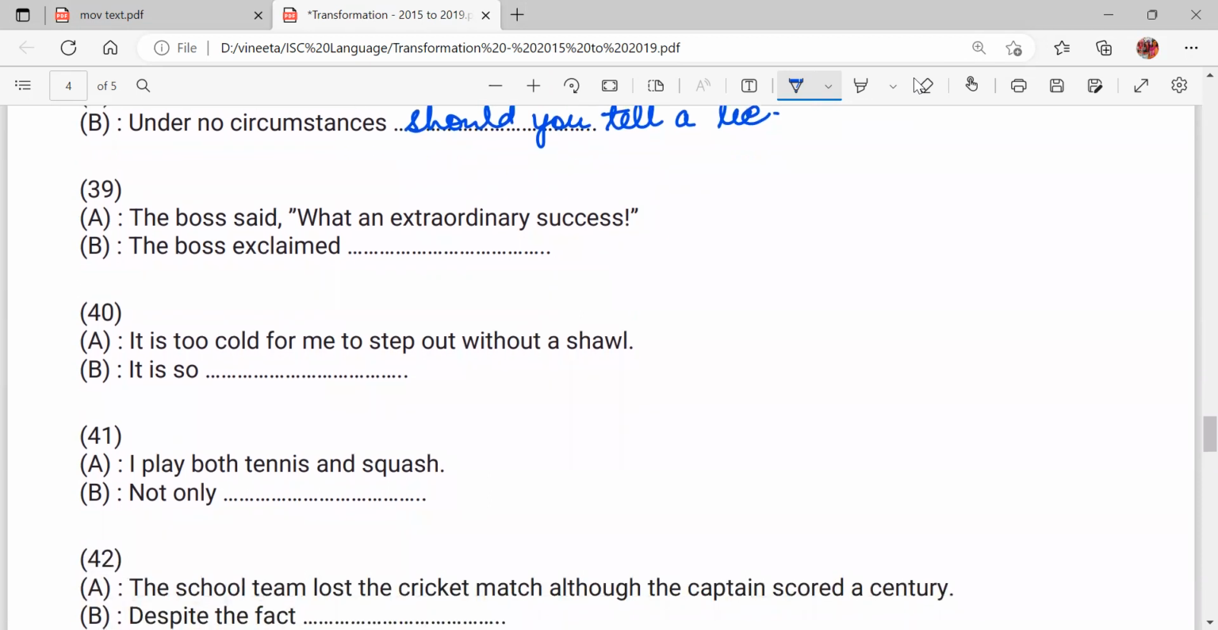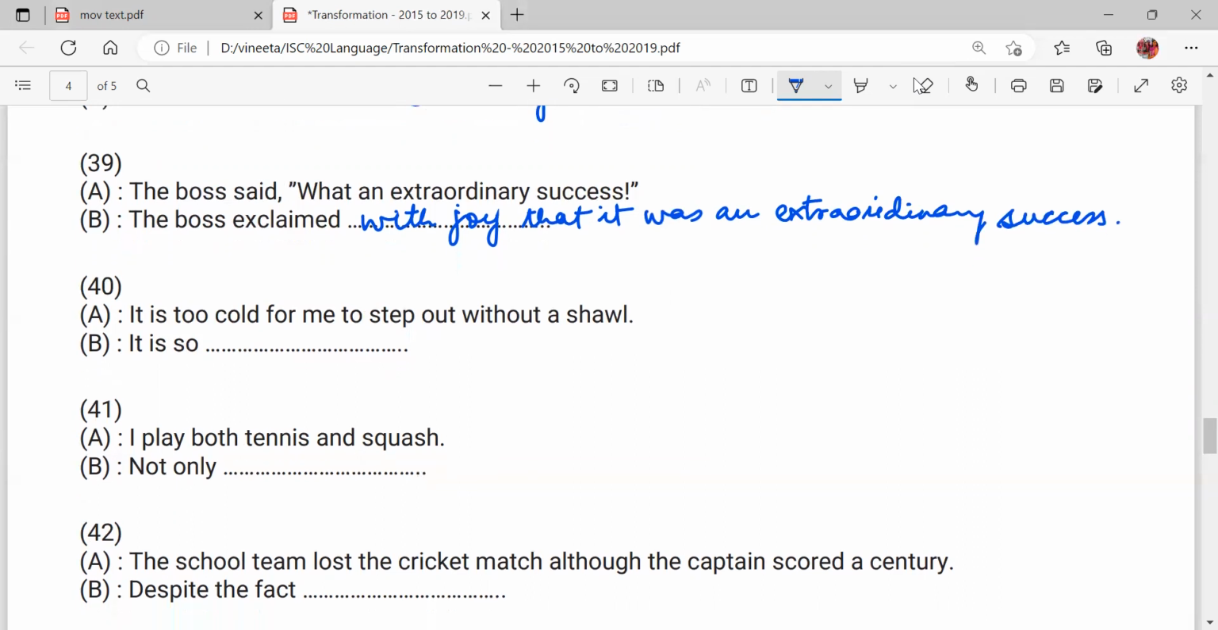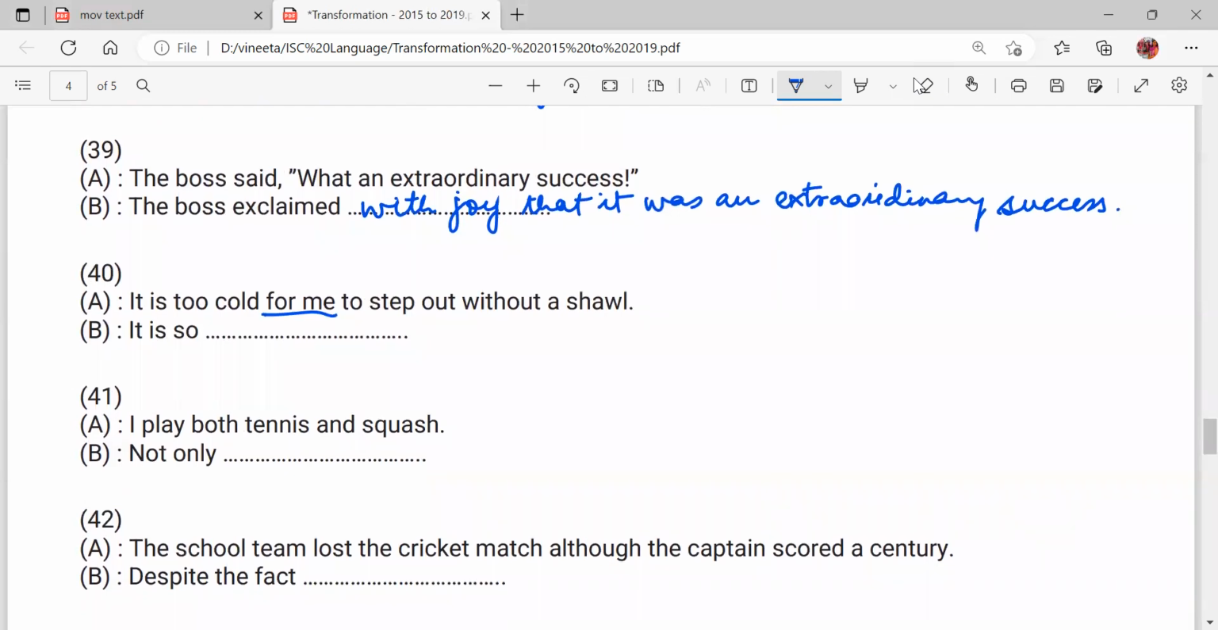The boss said, "What an extraordinary success." The boss exclaimed with joy that it was an extraordinary success. Right? It is too cold for me to step out without a shawl. It is so cold that I cannot step out without a shawl.